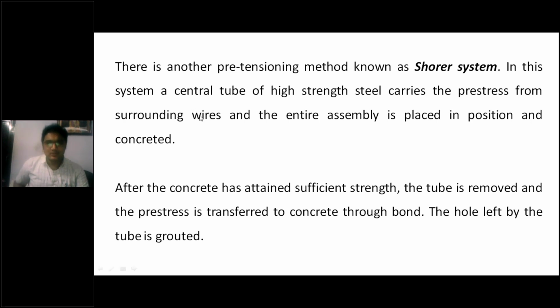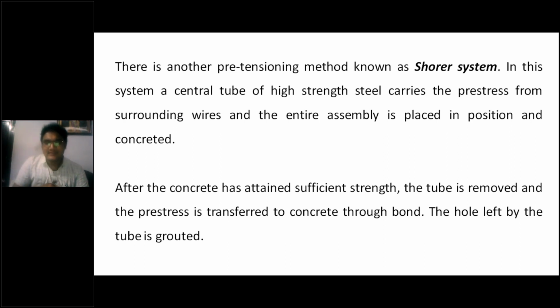In the Schorer system, after the concrete has attained sufficient strength, the tube is removed and the prestress is transferred to concrete through bond. The hole left by the tube is going to be grouted. Here you can reuse the tube again and again. Why? Because after concreting, after the concrete attains its maximum compression strength, the tube is removed from the mold. After removing, whatever gap is formed between concrete and the wire is going to be filled with grouting.